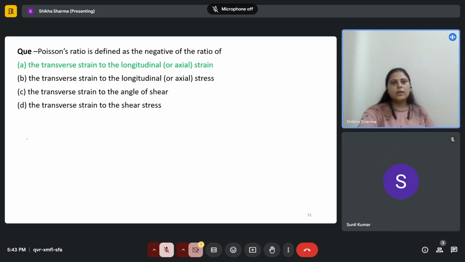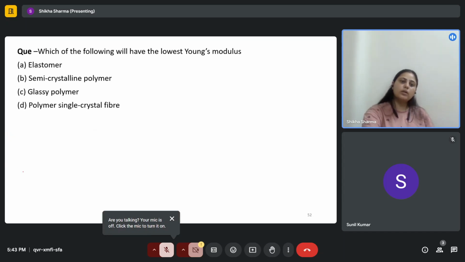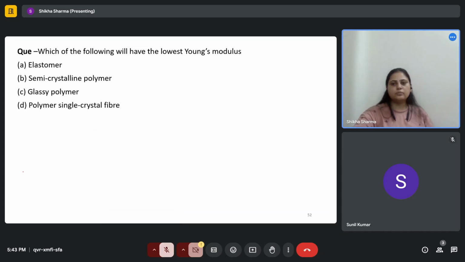So it is the, yeah, correct. It is the ratio of transverse strain to the longitudinal strain. Now, which of the following will have the lowest Young's modulus? Elastomers, semi-crystalline polymers, glassy polymer, polymer single crystal fiber. Lowest Young's modulus value.